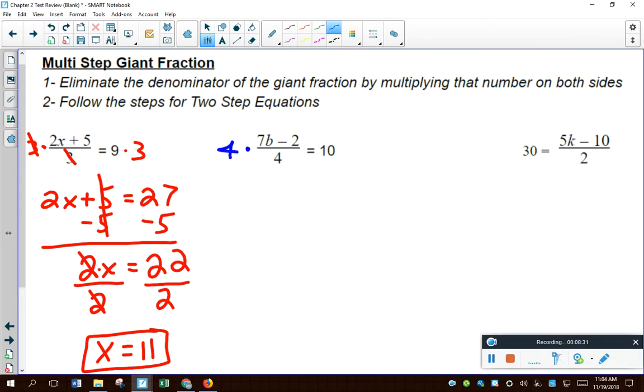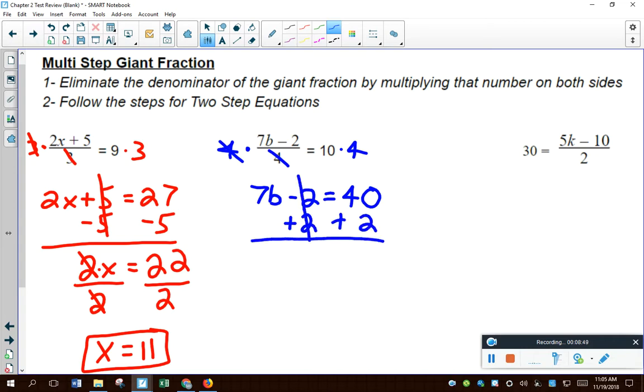So I'm going to multiply both sides by 4 and cancel my 4's. So 7b minus 2 is equal to 10 times 4 is 40. To undo a minus 2, I'm going to add 2 to both sides. Our 2's cancel. We're left with 7b is equal to 42. Divide by 7 on both sides. And b is equal to 6.